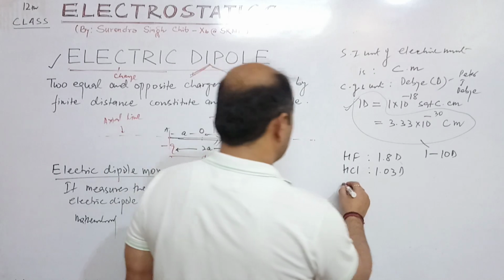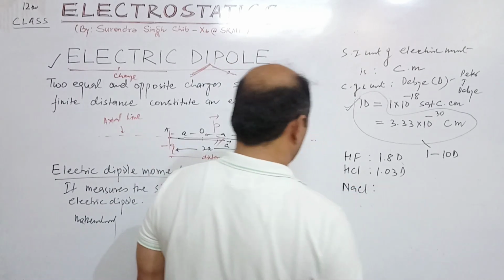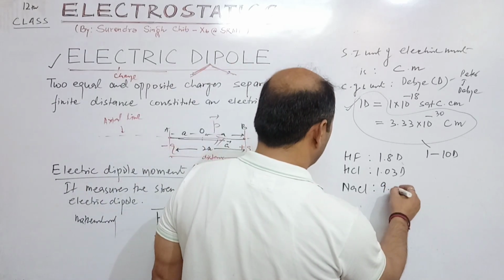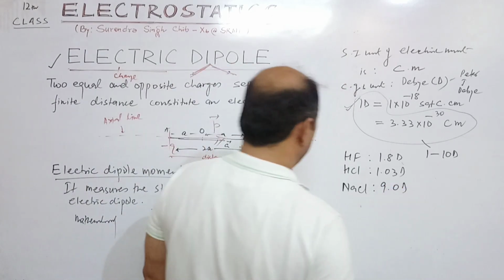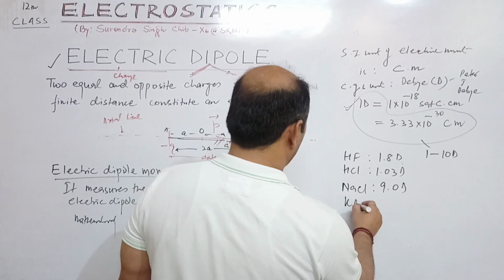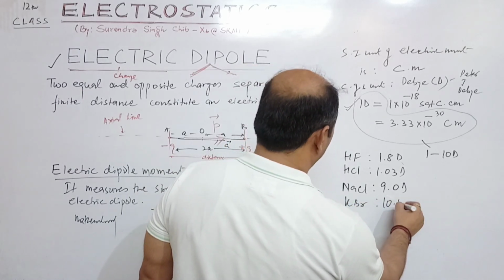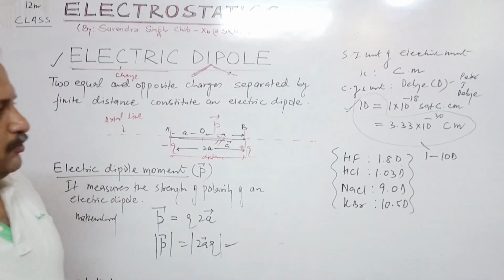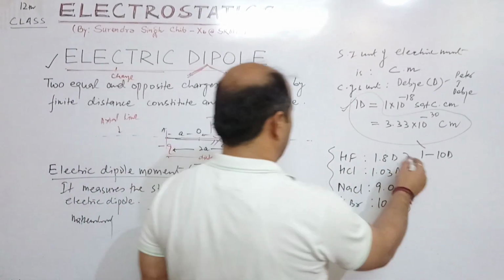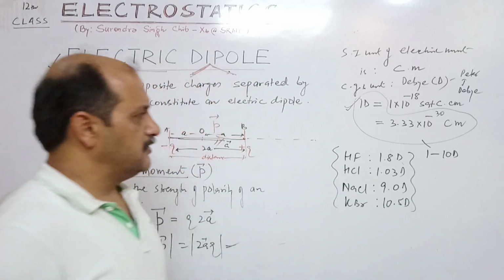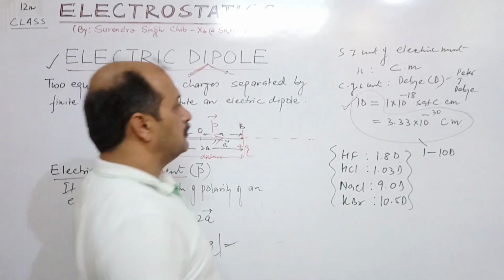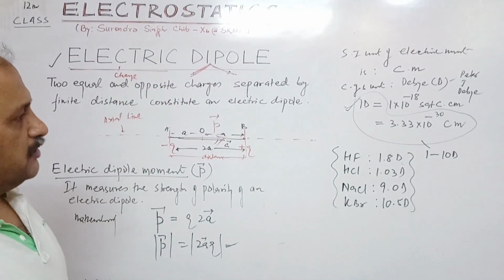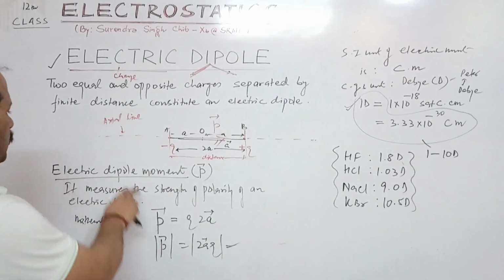One more example, for example NaCl. NaCl is a very good ionic molecule और इसकी जो dipole moment है, it is 9.0 Debye. Say KBr, it is 10.5 Debye. Now see, all these dipole moments are in the range of approximately 1 to 10, and it is measured in Debye as compared to coulomb meter. The Debye is a CGS unit of electric dipole moment.